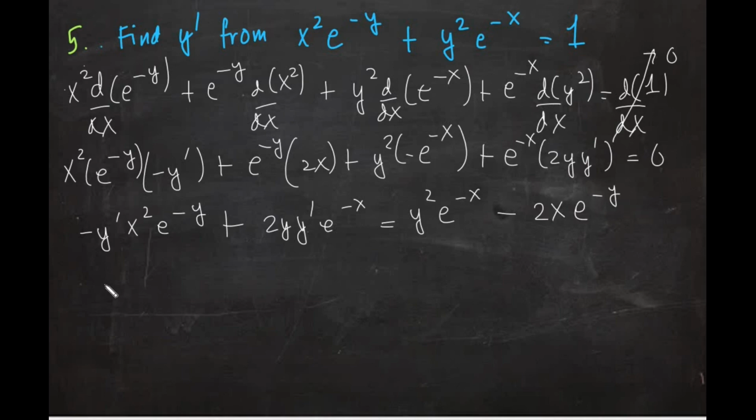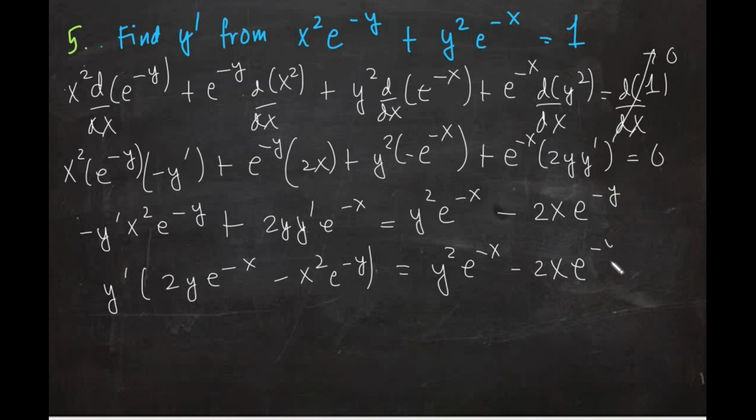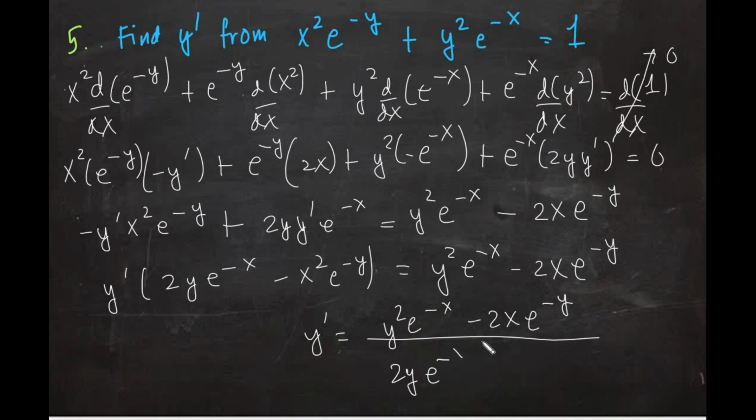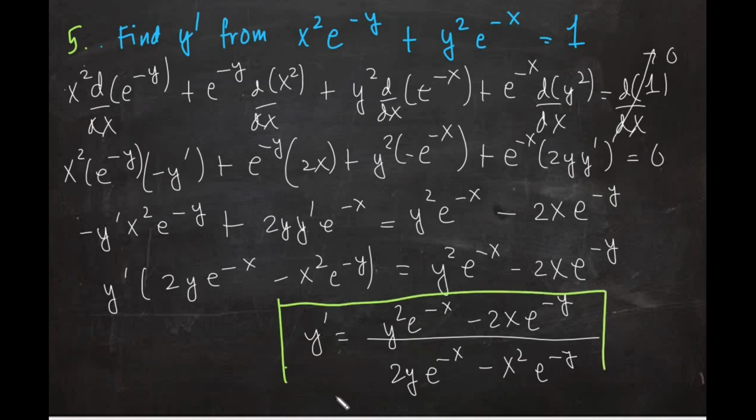Okay, so we'll factor out y prime. So we have 2y times e raised to negative x, then minus x squared e raised to negative y, is equal to y squared e raised to negative x minus 2x e raised to negative y. And then finally, we'll have y prime is equal to y squared e raised to negative x minus 2x e raised to negative y, over 2y e raised to negative x minus x squared e raised to negative y. And that would be our final answer.